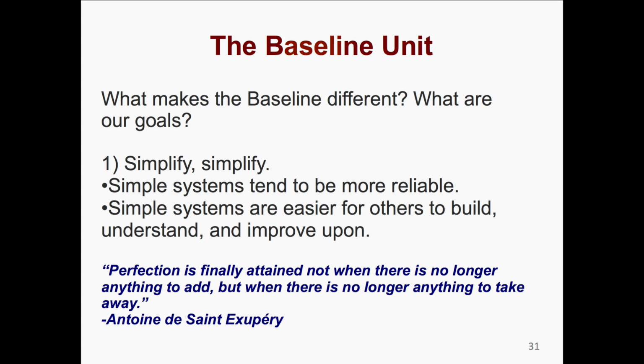If we look at the next slide, what makes the baseline different than some of the prototypes that Ollie described? Our goals in building this baseline unit really come down to how simple can we make this. I've worked on other robotic telescopes in the past, and a good sort of core principle to embrace is keep it simple. Simple systems tend to be very reliable. They have fewer things to break, less things to go wrong. The other thing is that simple systems are easier for other people to build and understand and improve upon, which is core to how we want PANOPTES to evolve.